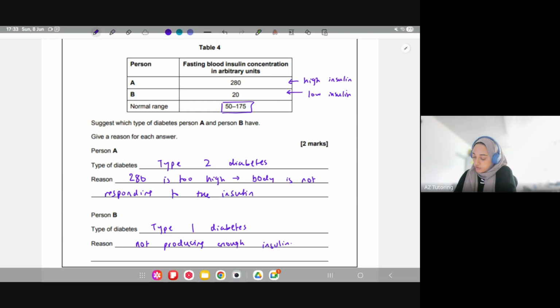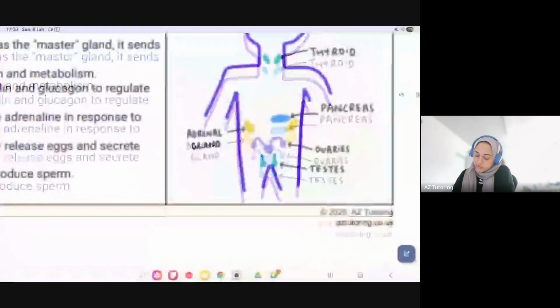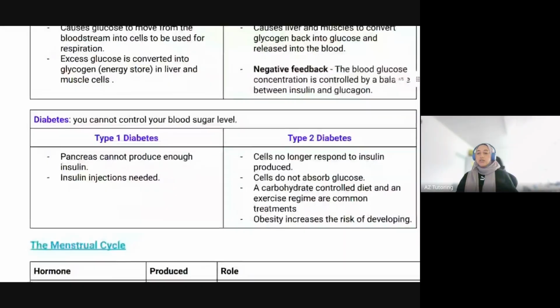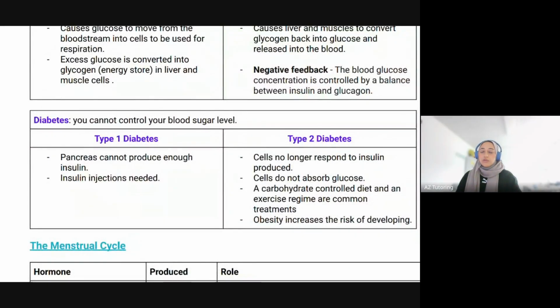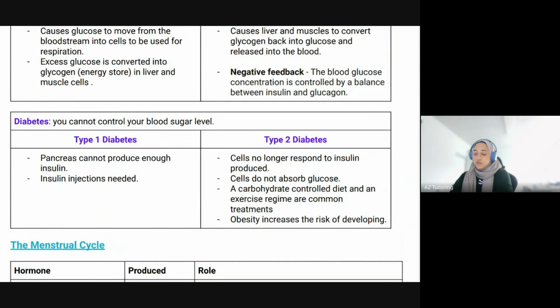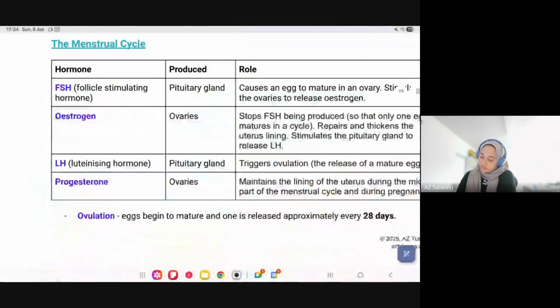So if I just quickly show you the comparisons between type 1 and type 2, if you look here. So diabetes is basically where you cannot control your blood glucose levels. I have wrote sugar level there, but you should say glucose levels. The reason why that's bad is if it's too high, you can't bring it down again, and that's the issue. So you can see with type 1, the pancreas cannot produce enough insulin, and type 2 is where your cells no longer respond to the insulin produced. So in that exam question, the insulin was way too high because the body's not responding to it. Okay, let's go back to the exam questions.